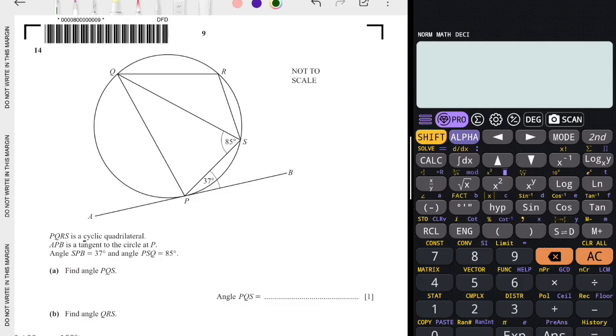PQRS is a cyclic quadrant, that is PQ R and S. It's a cyclic quadrant, means their opposite angles are adding up to 180 degree. So we'll discuss later on. APB is a tangent, a straight line that is touching the boundary of a circle and having one contact. So the proper definition of tangent is a line that touches the circle at exactly one point. If you see, a tangent is touching at P.